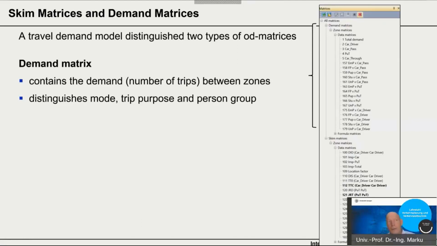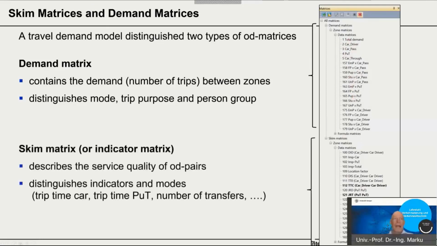And it's common to distinguish that demand by mode, for example, car and public transport, maybe trip purpose, to work, to shopping, and maybe by person group, students, employed persons. So this is a demand matrix, and here you see, for example, total demand, car driver, car passenger, public transport. This is certain person groups. And then we have skim matrices.